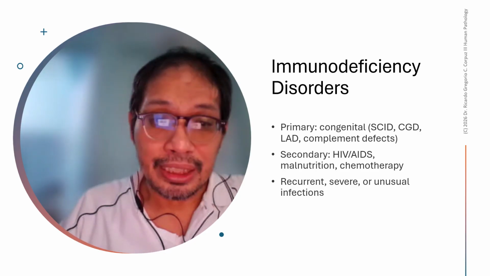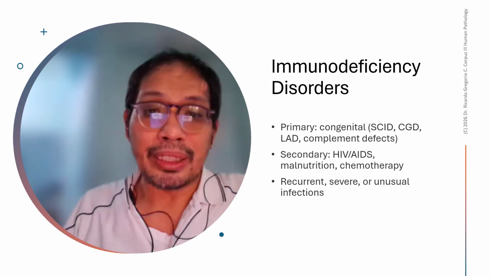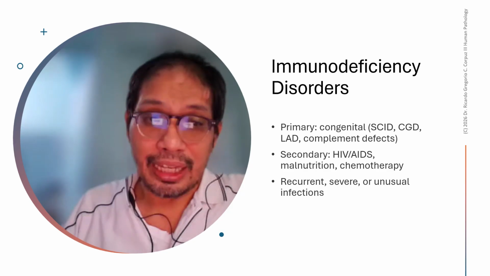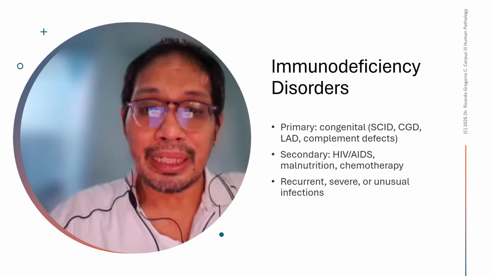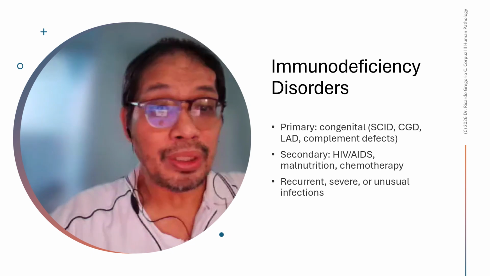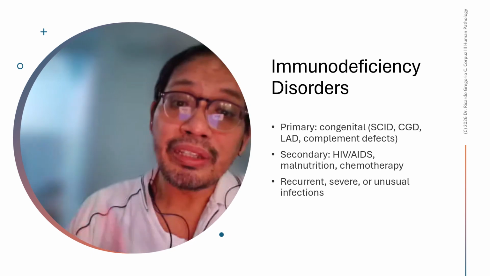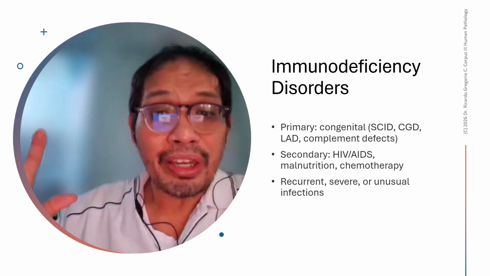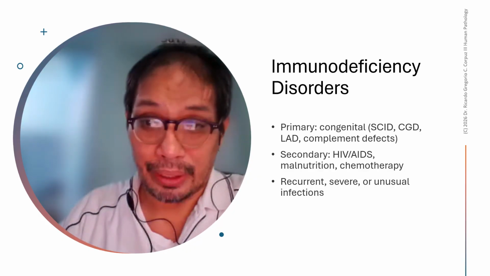Secondary immunodeficiency, more common, due to HIV or AIDS, malnutrition, chemotherapy, and chronic illness. HIV/AIDS: CD4 T cell depletion, opportunistic infection, malignancy. There will be Kaposi sarcoma or lymphoma. So immunodeficiency is an increased susceptibility to infection, often with a characteristic pattern, depending on the defective pathway.